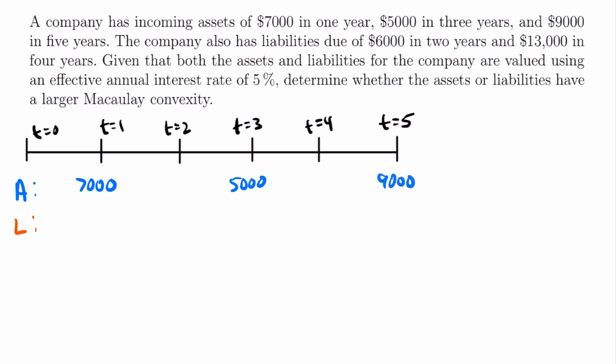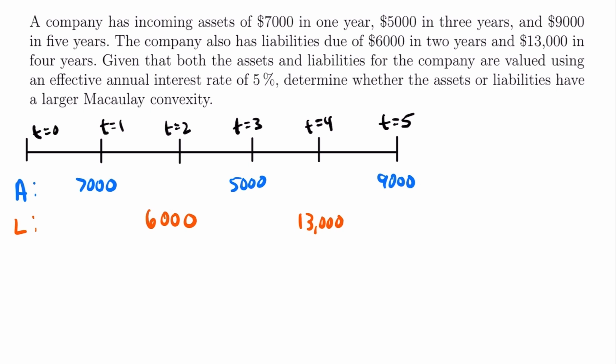Now for the liabilities, the company has liabilities due, which means that they're payments leaving the account. They're making payments of these amounts. These aren't incoming payments. These are payments that are leaving. But once again, you don't really need to know that per se for this example. But the liabilities due are of $6,000 in 2 years. So that will be at t equals 2. We'll have 6,000 and 13,000 in 4 years. So at t equals 4, we will have 13,000.